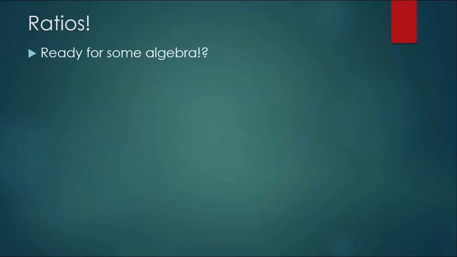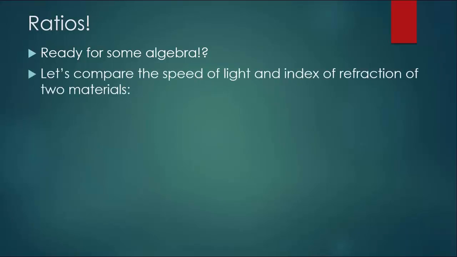Now I'd like to take a look at some ratios. Ready for some algebra? We're going to compare the speed of light and the index of refraction of two different materials. You don't have to write anything down until the end, just try to follow along and make sure the math makes sense. So we can write for material 1, N1 equals C over V1. And for material 2, we can write N2 equals C over V2.